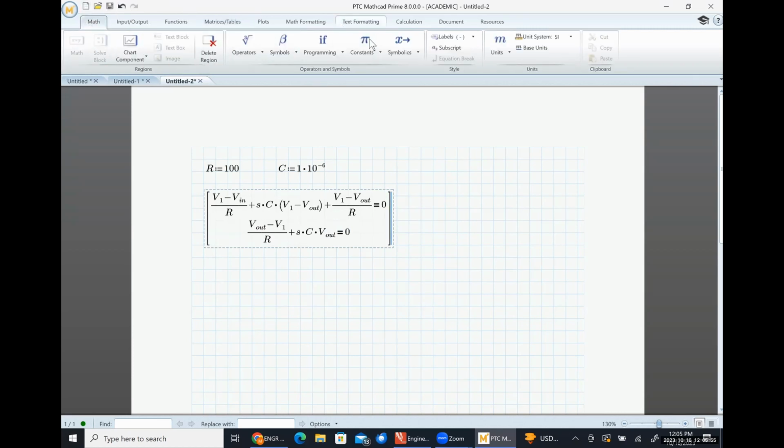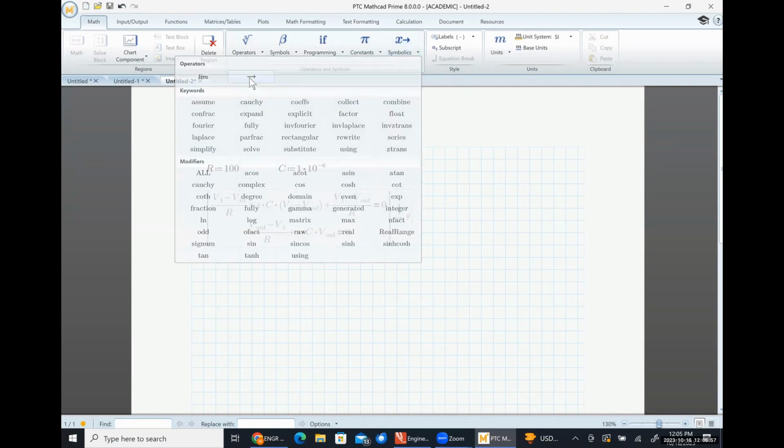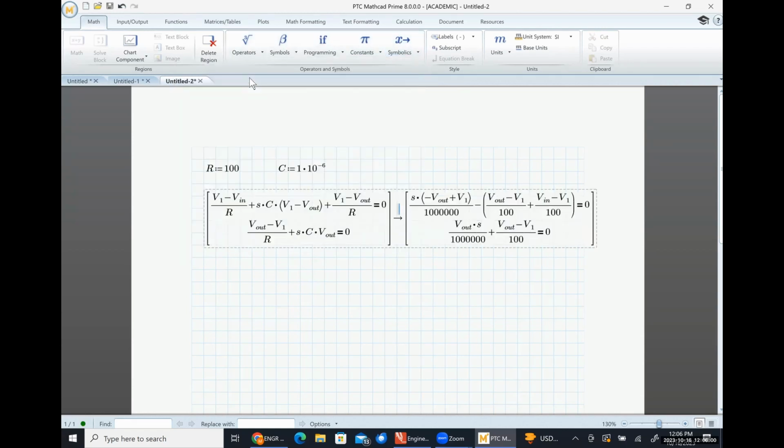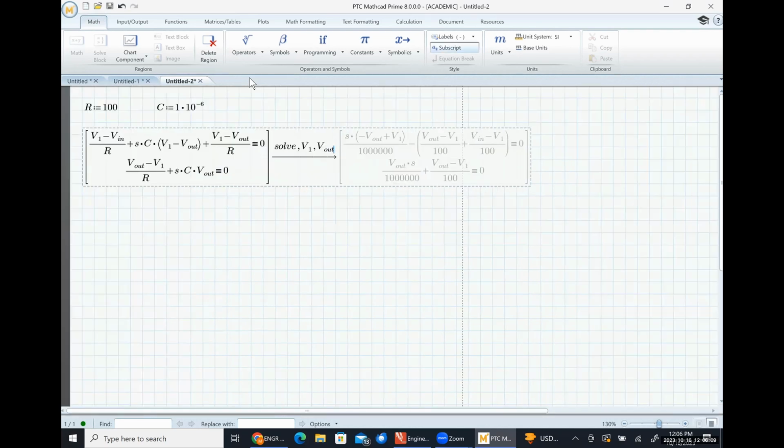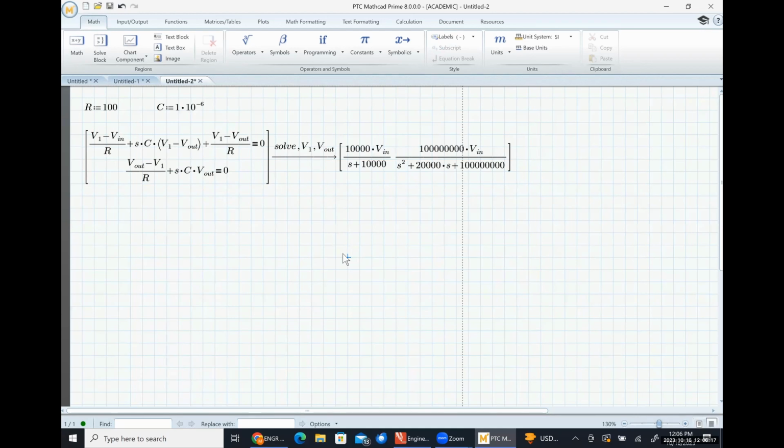Go back to the math tab, tell it to symbolically solve. So solve for V1 and V out. So doing it this way, I'm telling it to effectively treat the quantity V1, or excuse me, V in as a constant. We can see here, the second expression right here is for V out. So if we want our transfer function, we literally just throw away this V in the numerator and we're done. Right? So we have 100 million divided by s squared plus 20,000 s plus 100 million.